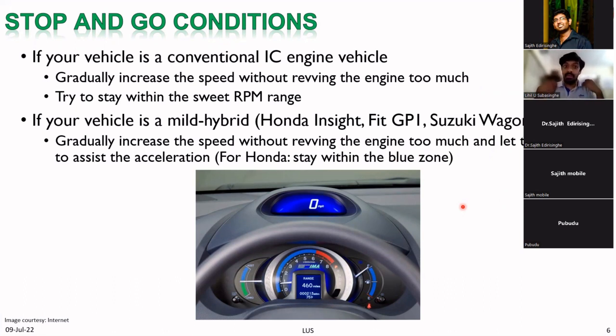The engine will give you the maximum power it can produce and accelerate the vehicle very quickly, consuming more fuel. But if you gradually accelerate, then a little bit of work will be done by the engine, and the majority of the work will be done by the motor with the support of the battery pack, obviously. So if you gradually increase the RPM, the motor will be able to do more work than the engine. Therefore, you will be saving some amount of fuel.